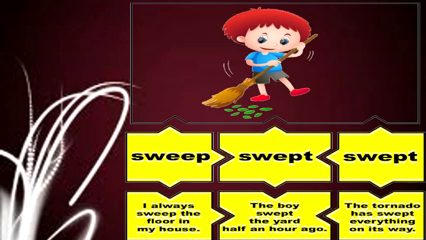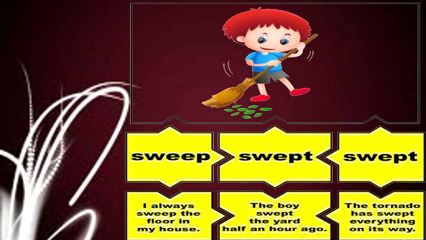Sweep, swept, swept. We can see in the picture a boy is sweeping using a broom in his hand. So let us see the sentences. I always sweep the floor in my house. Here the verb is sweep, which is the present form of the verb used in simple present tense in this sentence. The past form of this verb is swept, S-W-E-P-T. Let us have the sentence.